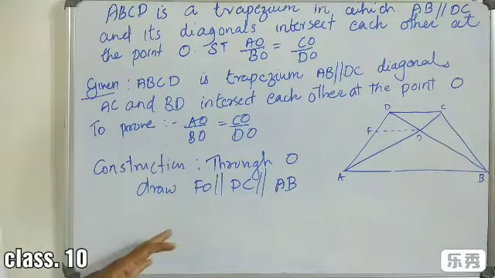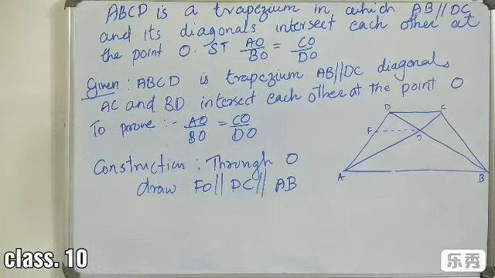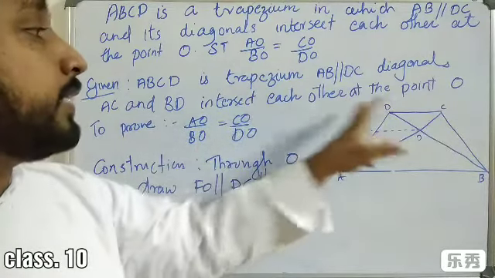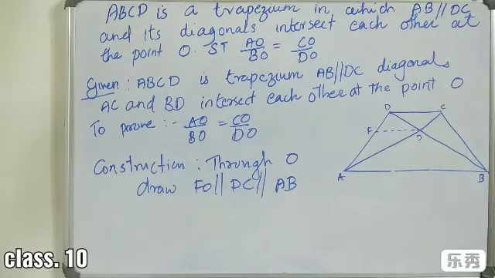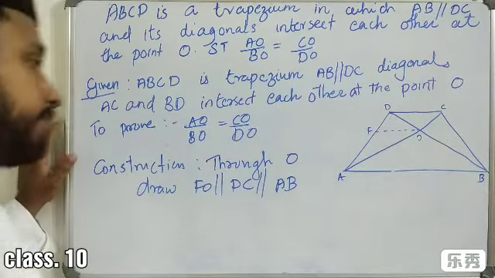So first we have to write the given things. ABCD is a trapezium, AB parallel to DC. Diagonals AC and BD intersect each other at the point O. Then we have to prove that AO by BO is equal to CO by DO. Then construction. So the next step is construction.